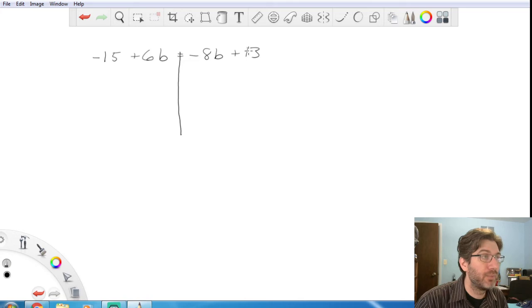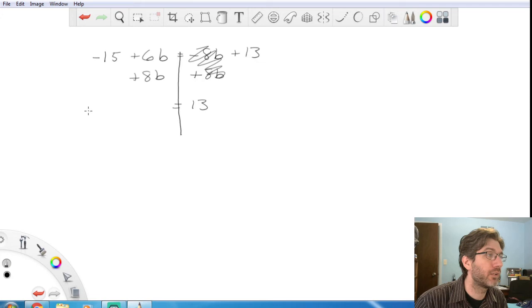Again, I want to get my b's together. I can either bring negative 8b over here or positive 6b over here. I am going to bring negative 8b over because that means I'm going to be adding 8b. So I'm going to add 8b to this side, and I'm going to add 8b to this side. So then these will cancel and leave me with 13 over here, positive 13.